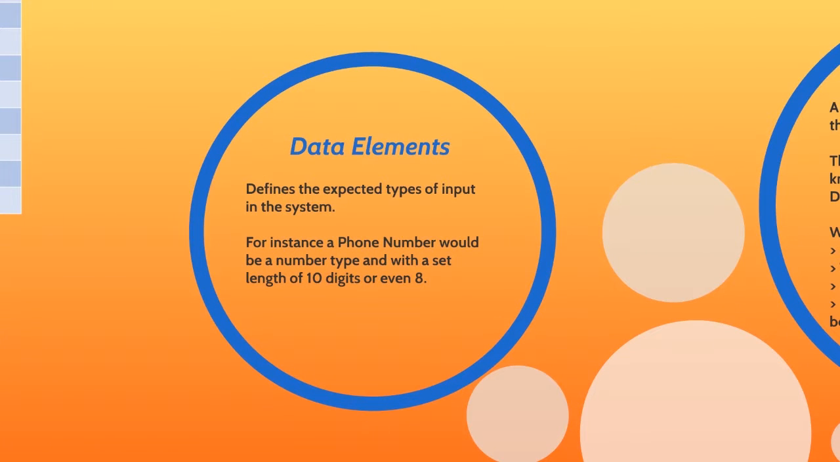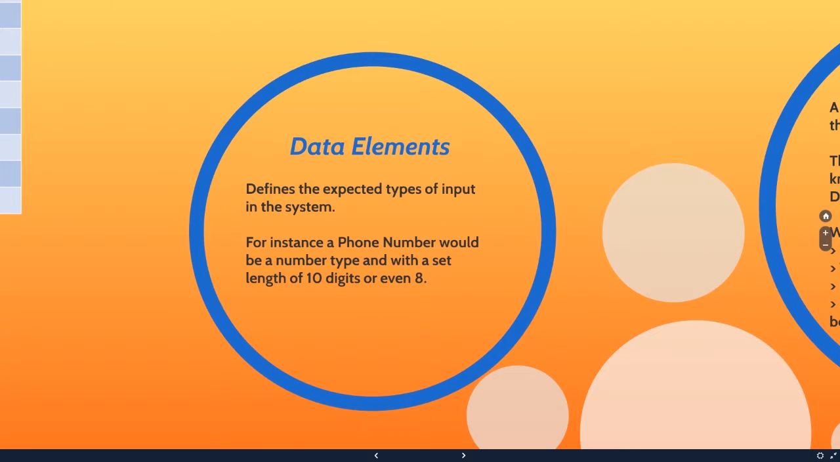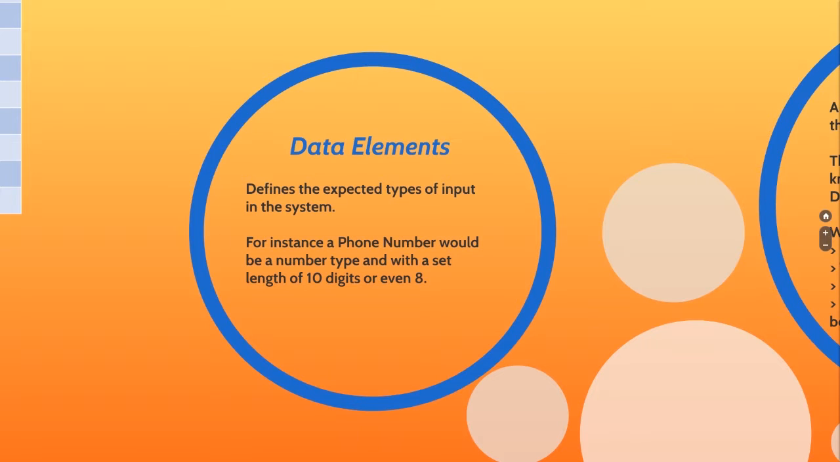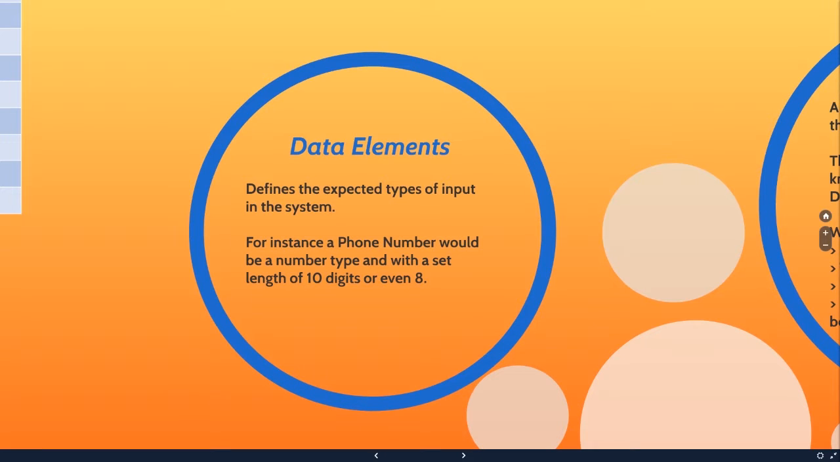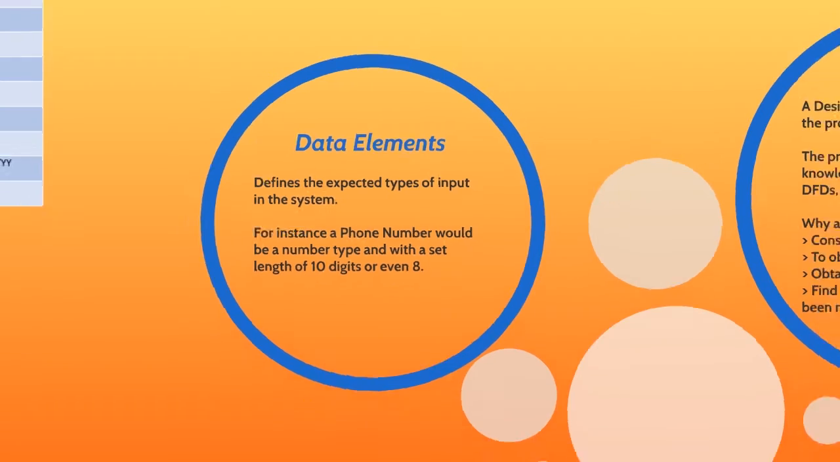So data elements define the expected types of input in the system. For instance, a phone number would be a number type with a set length of, say, 10 digits or even 8.